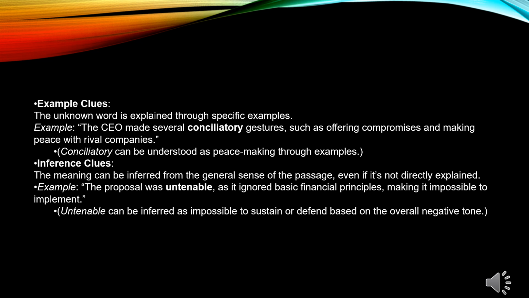And finally, inference clues. The meaning can be inferred from the general sense of the passage even if it's not directly explained. For example, the proposal was untenable as it ignored basic financial principles, making it impossible to implement. Untenable can be inferred as impossible to sustain or defend based on the overall negative tone.